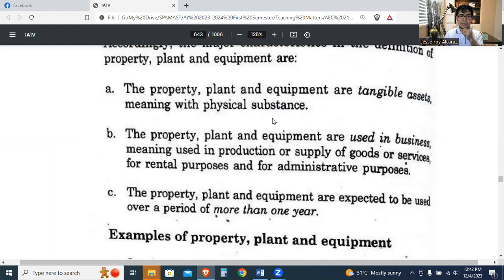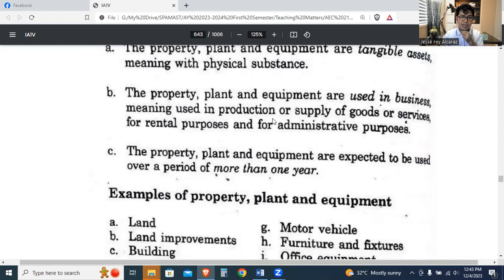Number two, the property, plant, and equipment are used in business, meaning used in production or supply of goods and services, for rental purposes, and for administrative purposes. So we have your machineries, we have your equipment, we have our manufacturing plant if we are into production. We have our commercial space where we do our operation, and we also have our buildings for administrative purposes. And the third one is that property, plant, and equipment, or PPEs, are expected to be used for over a period, more than 1 year.